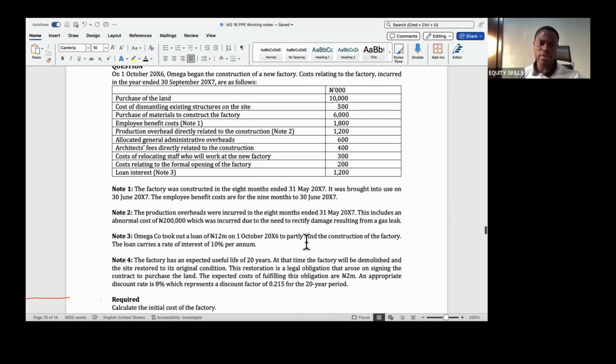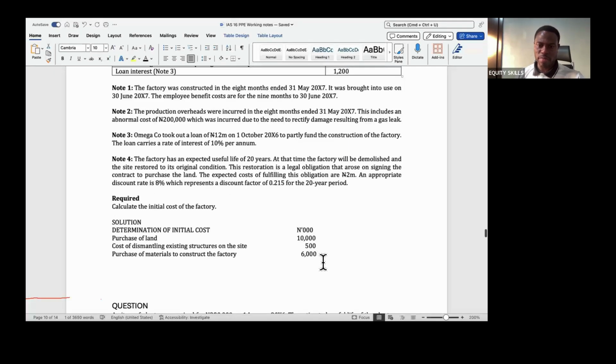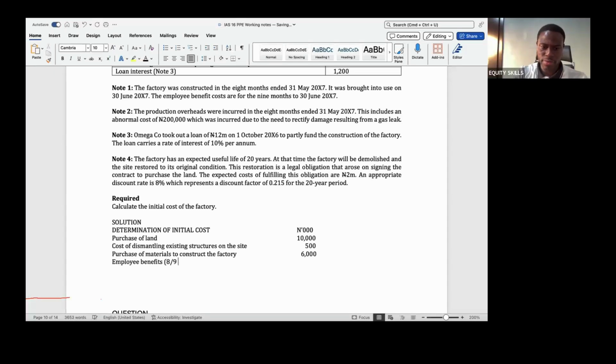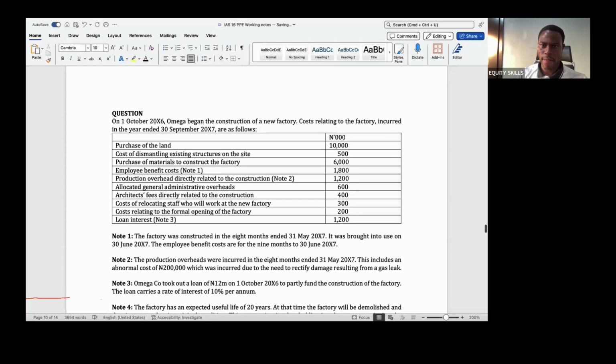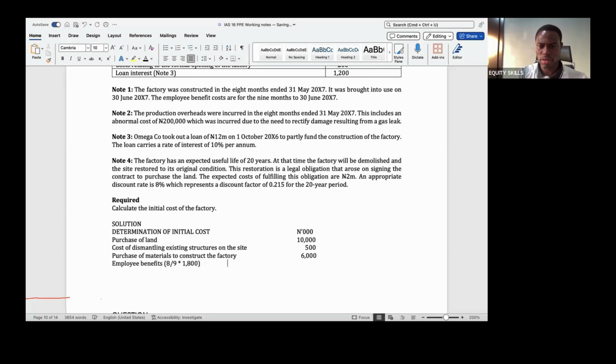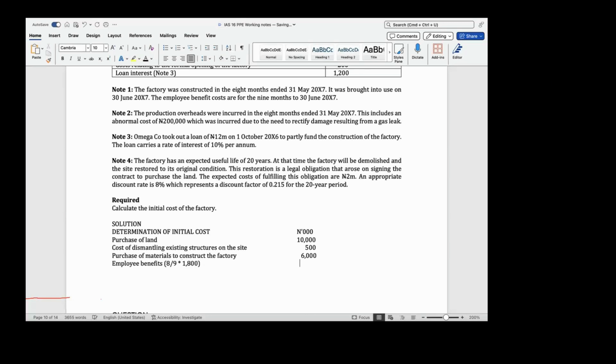Okay. Thank you. Because the construction took 8 months, and they gave us employee benefit of 9 months. The one we should capitalize is the one that is directly attributable to the construction, which is the 8 months period. That is when we capitalize. So employee benefits: that's 8/9 multiplied by what? 1/8. So how much does that give us? 1,600.